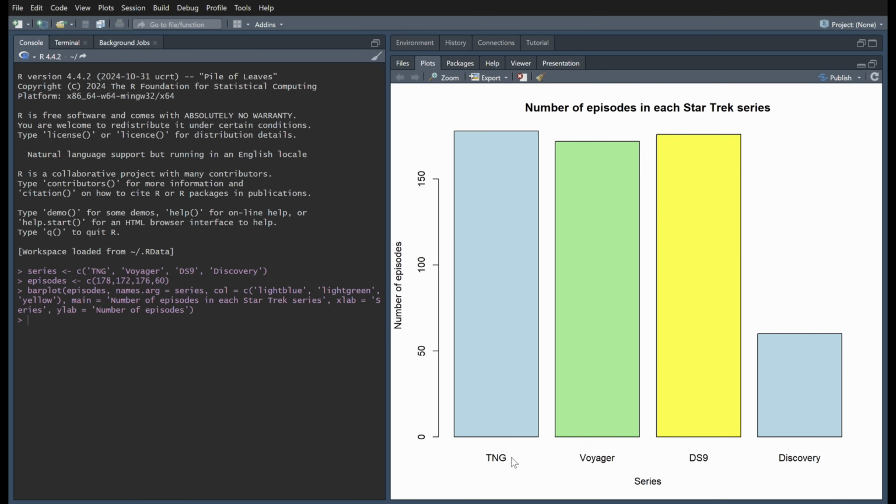As you can see, the x-axis represents the different series and the y-axis shows the number of episodes in each series. And from what we can see here, Next Generation, Voyager, and Deep Space Nine have much higher episode counts than Discovery, which has far fewer episodes. And this gives you a quick comparison between the series lengths.